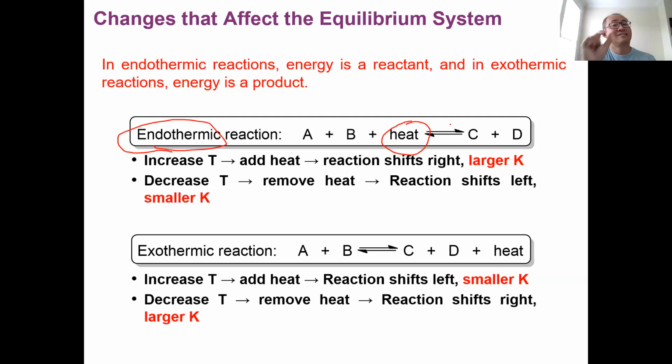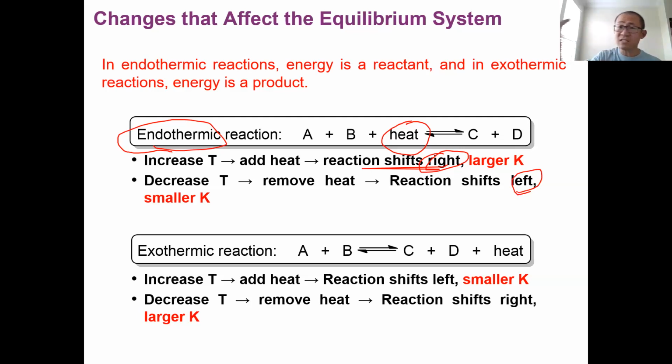Now, because heat is considered a reactant in an endothermic reaction, you can understand the temperature change. Increased temperature means you add heat. If you add heat, now heat is a reactant, so the equilibrium shifts to what? To the right, because adding reactant shifts it to the right. And if you decrease temperature, it means you take away heat. If you take away heat, the reaction will shift to the left to produce more heat.